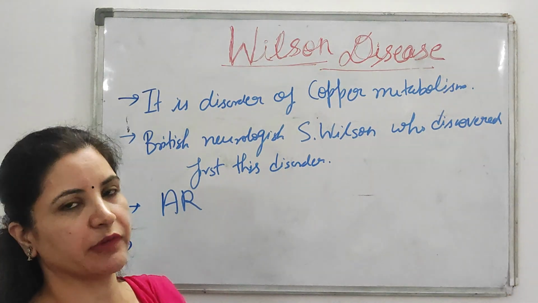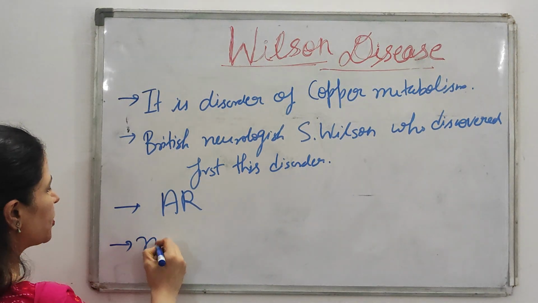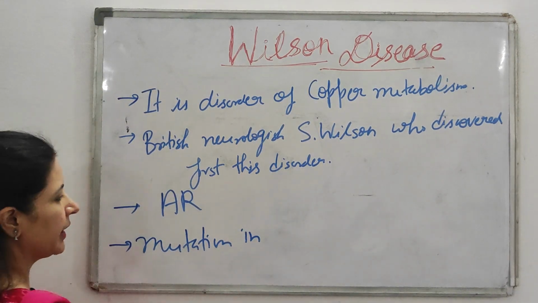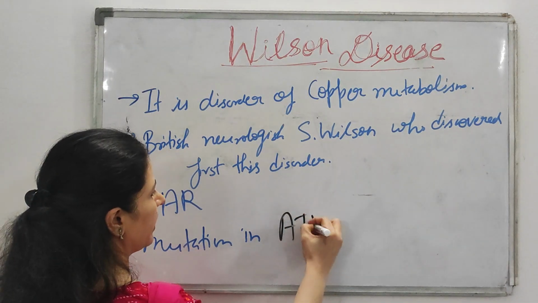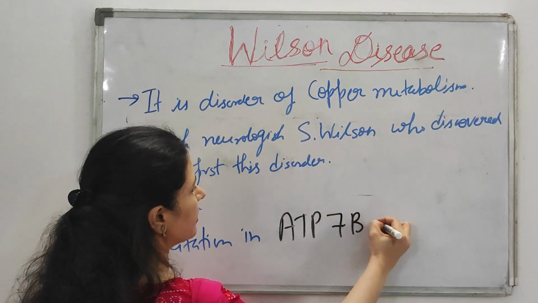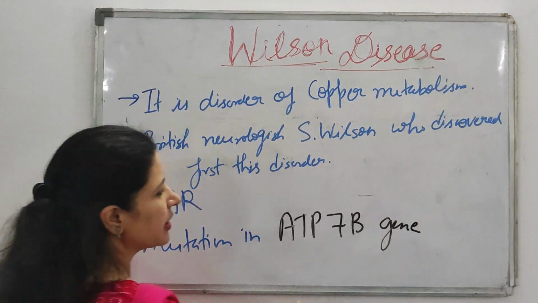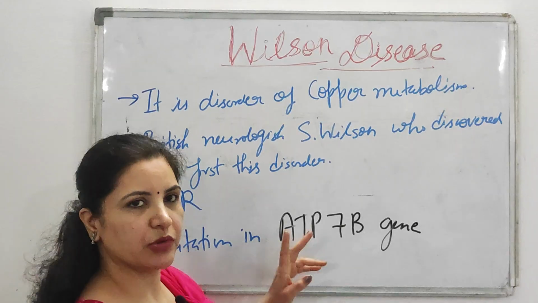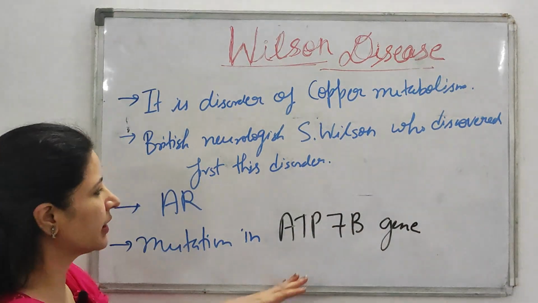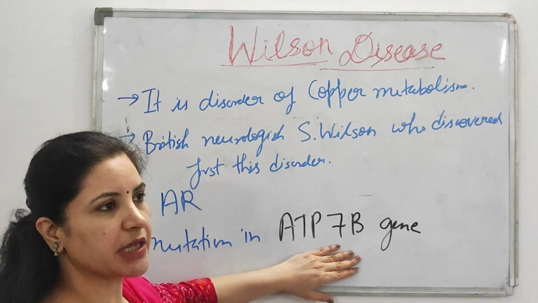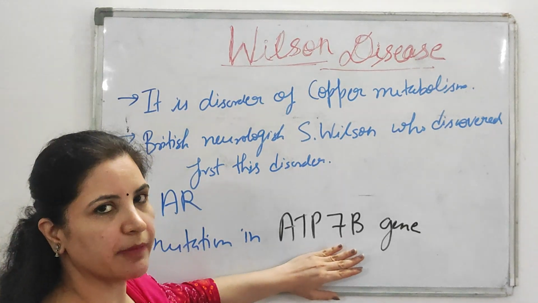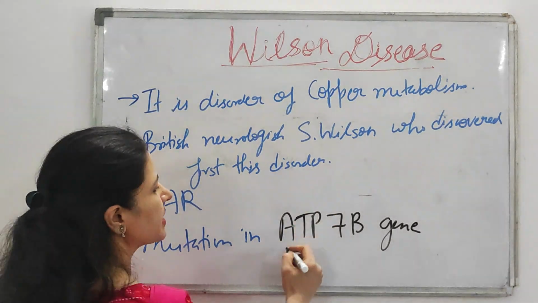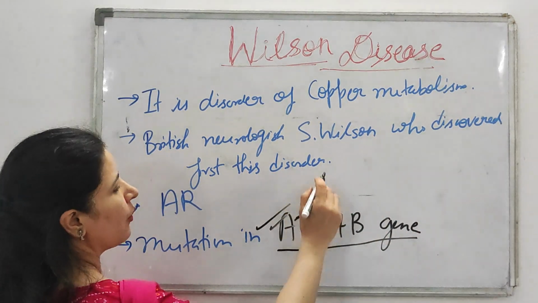What is the etiology of this disorder? It is due to the mutation in the ATP7B gene. I shared a mnemonic on how you will remember the genes ATP7A and 7B, so you should watch that video. By that trick you can easily remember which gene is associated with Wilson and which is associated with Menkes. So in Wilson disease, which gene is defective? The ATP7B gene is defective in Wilson disease.